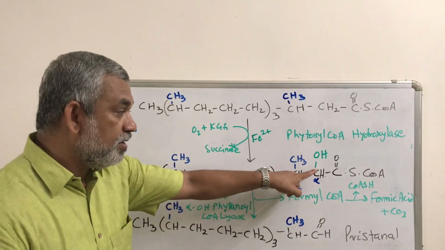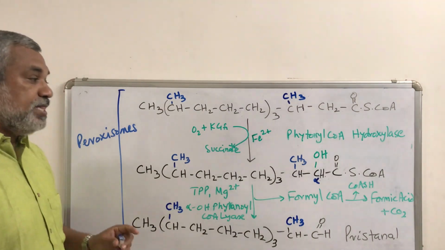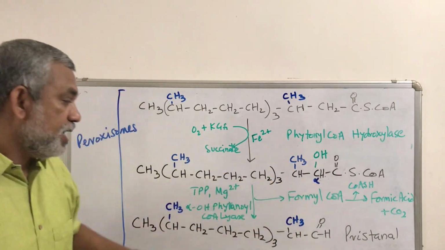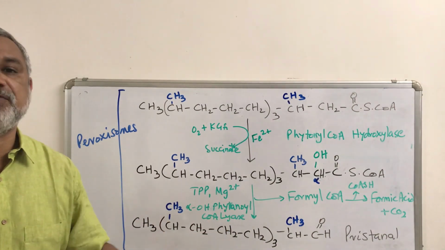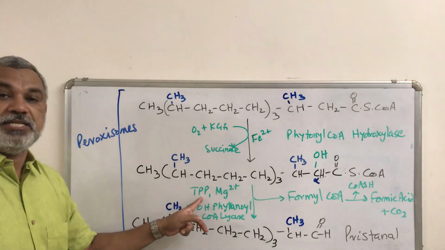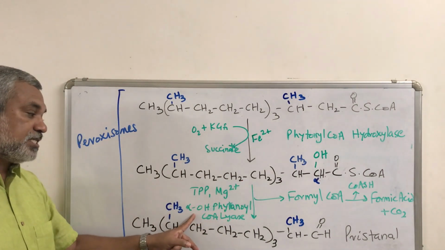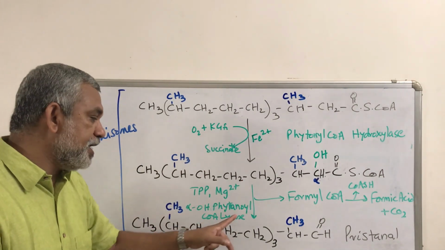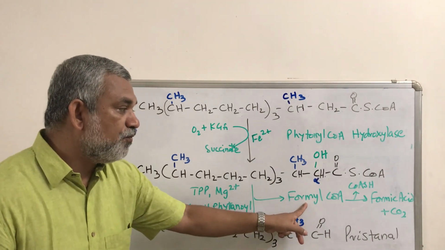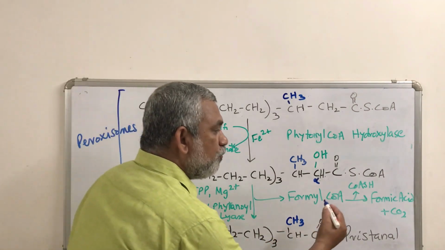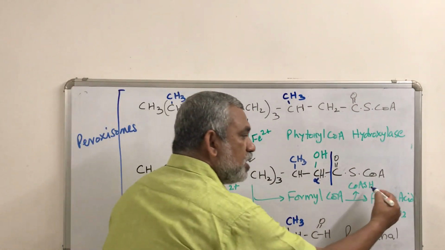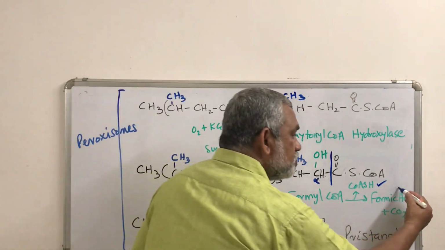Now, in the next step, alpha hydroxy phytanoyl CoA is cleaved. A kind of decarboxylation reaction occurs that is catalyzed by a TPP, magnesium dependent enzyme, alpha hydroxy phytanoyl CoA lyase or oxidase. It will remove a formyl CoA. So the formyl CoA removed is this. This formyl CoA is removed, which will remove the coenzyme A. It becomes formic acid.